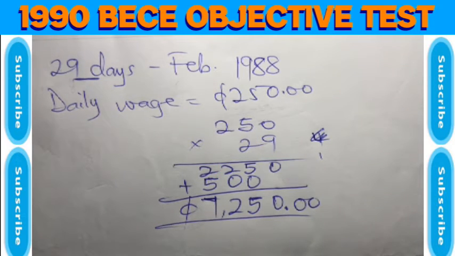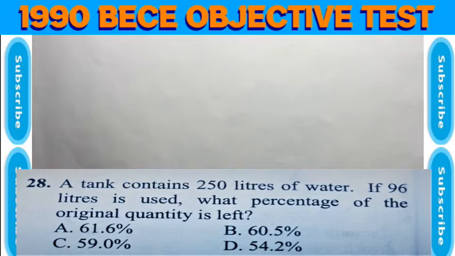Let's move on and take a look at question 28. With question 28, we have a tank containing 250 liters of water, and if they used 96 liters of water from that same tank, what percentage of the original quantity is left?